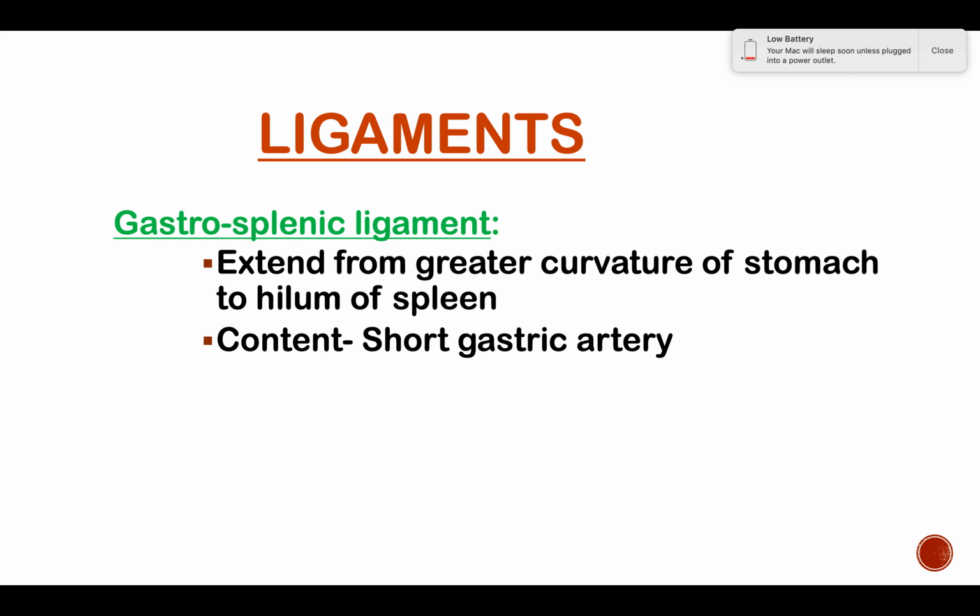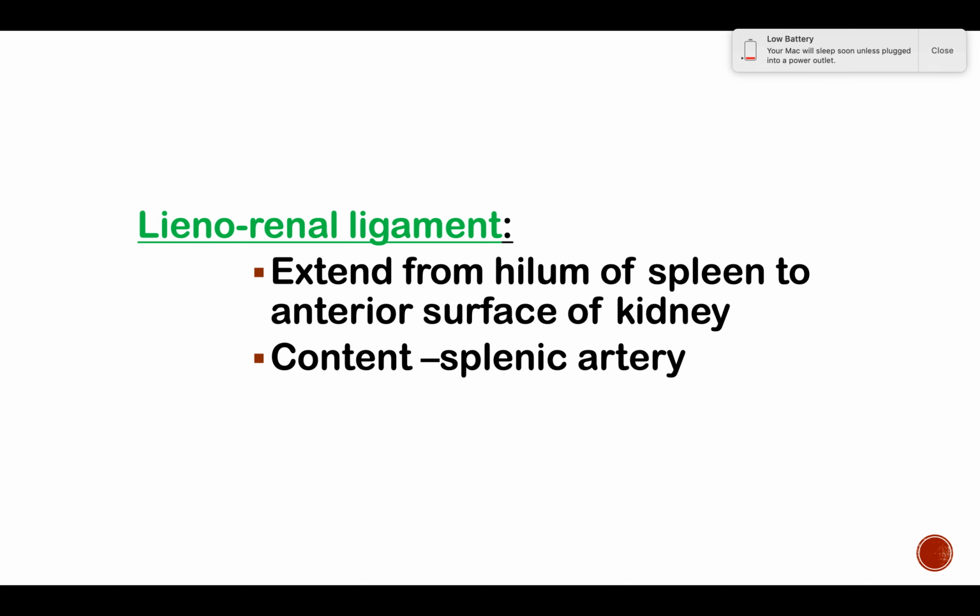Ligaments. Gastrosplenic ligament extends from greater curvature of stomach to the hilum of spleen. Content: short gastric artery. Lienorenal ligament extends from hilum of spleen to the anterior surface of kidney. Content: splenic artery.